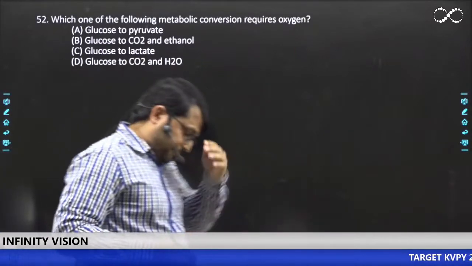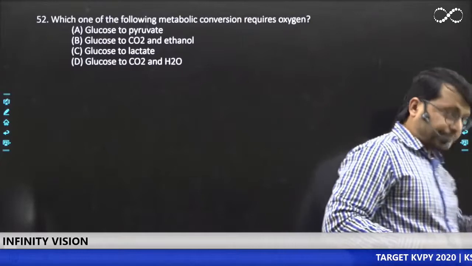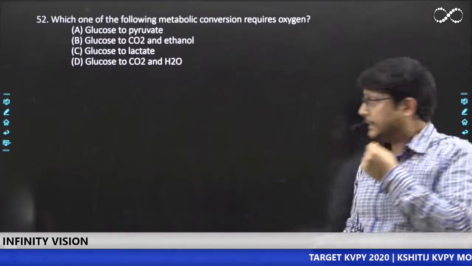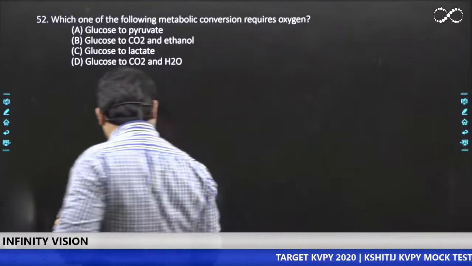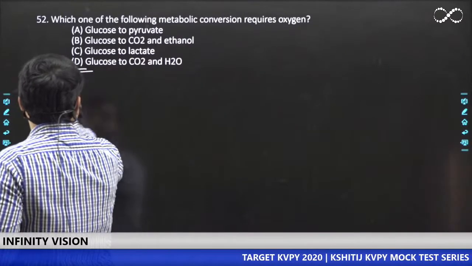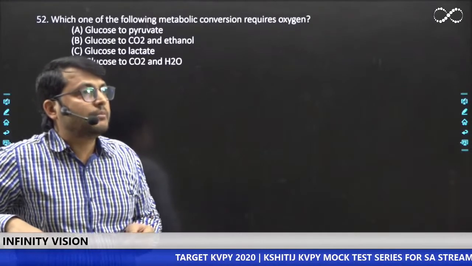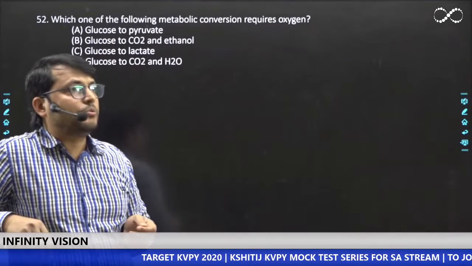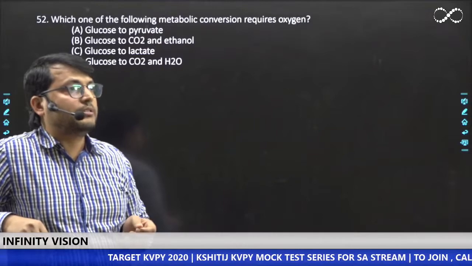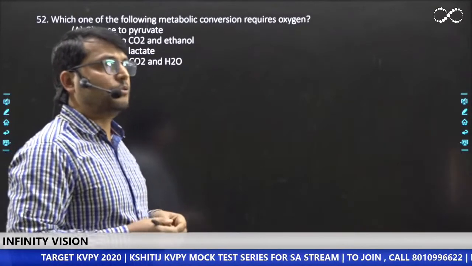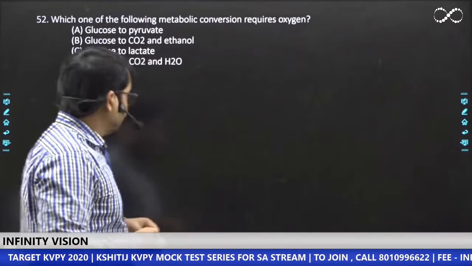Yeah, so I can see comments coming in, and mostly you are saying D, right? So most of the people are saying D, that is glucose to CO2 and H2O. The explanation given by Achilles: in anaerobic respiration, O2 is not required, whereas in aerobic, oxygen is a must. Yeah, correct.